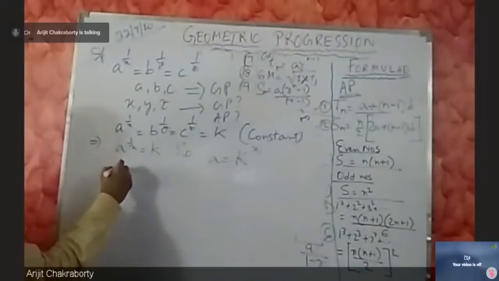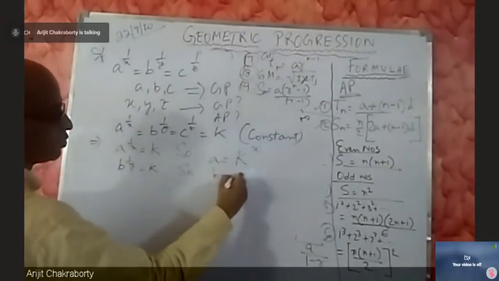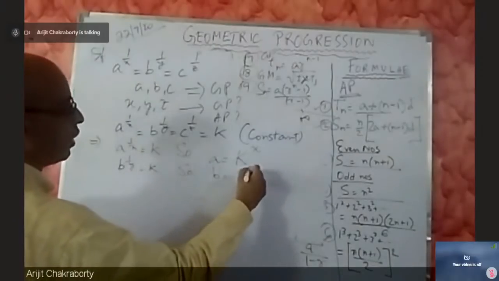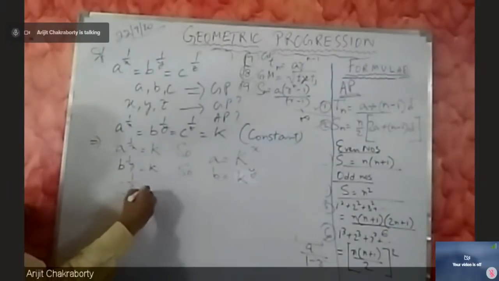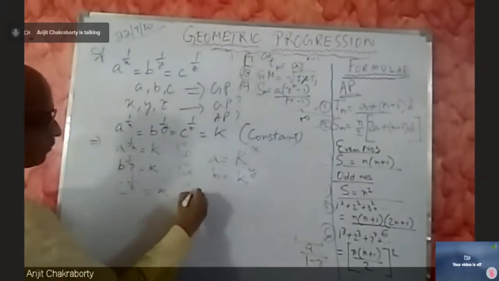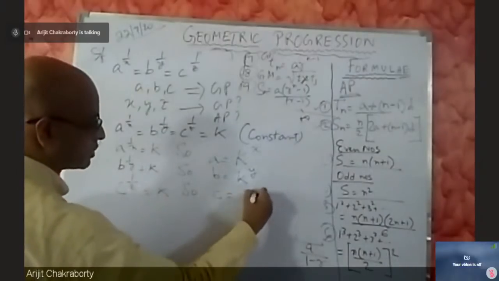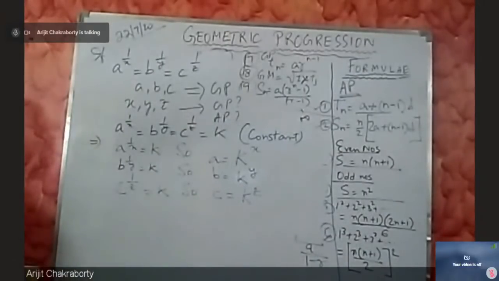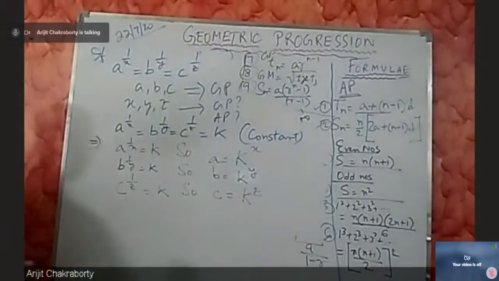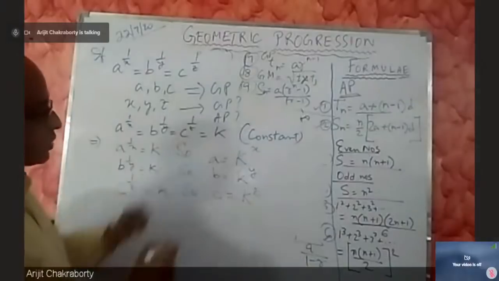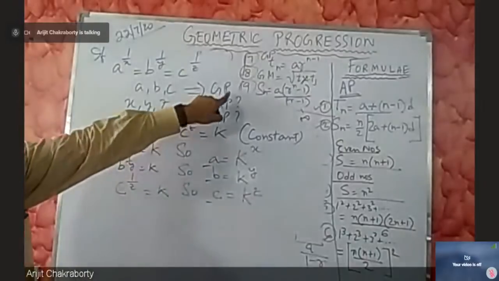b to the power 1 by y equal to k. So, b is equal to k to the power y. And c to the power 1 by z is equal to k. So c is equal to k to the power z. So now we have got the value of a, b and c and we know they are in GP.